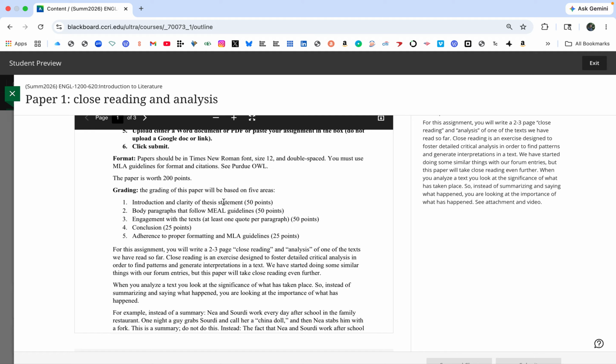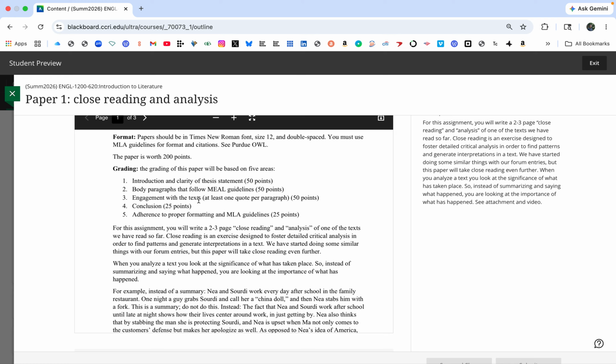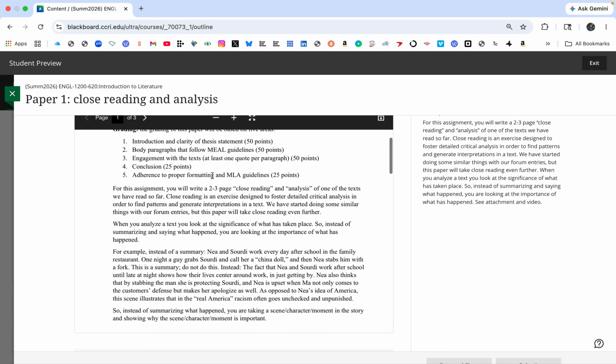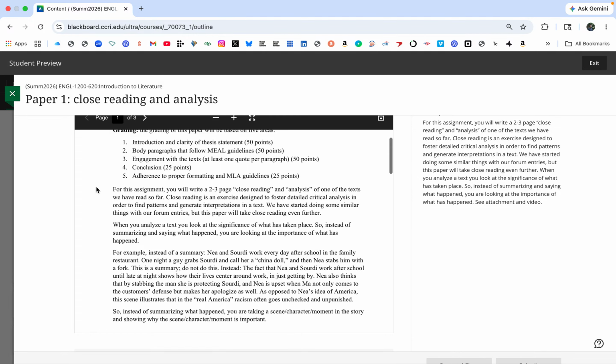Introduction and clarity of thesis statement worth 50 points. Body paragraphs that follow MEAL guidelines, that's 50 points. And I'm going to go over this too, and I'll show you this. Engagement with the text. Each body paragraph, you're going to include at least one quote from the story. Conclusion and proper formatting guide. All right, so that's the point breakdown. And again, any questions about these, please reach out to me.